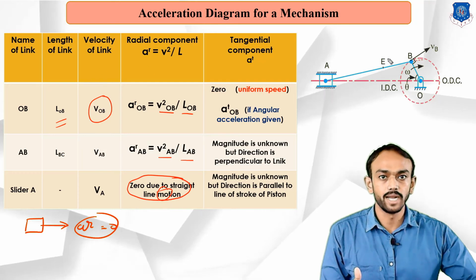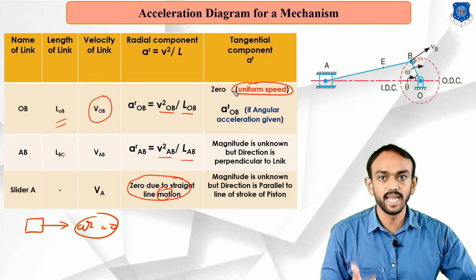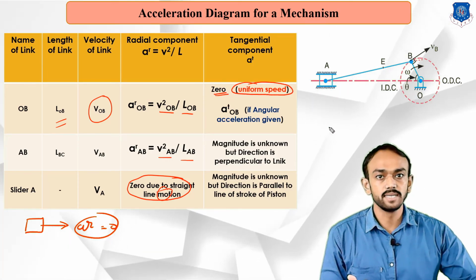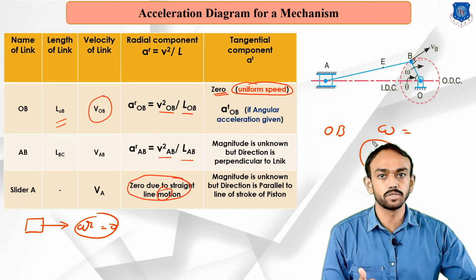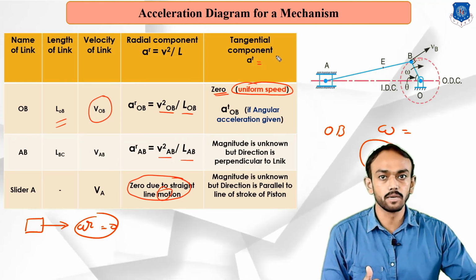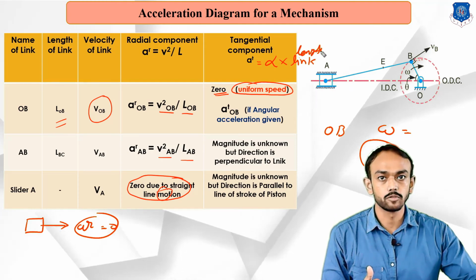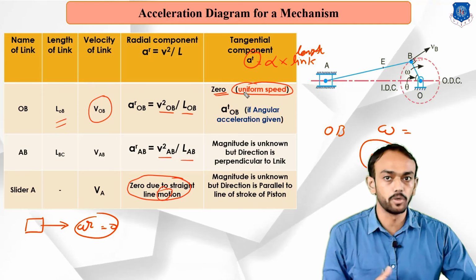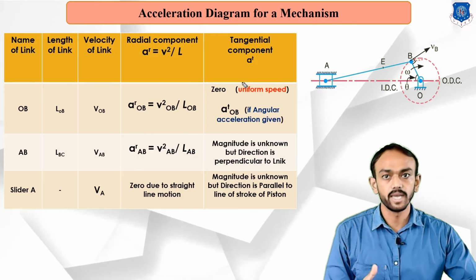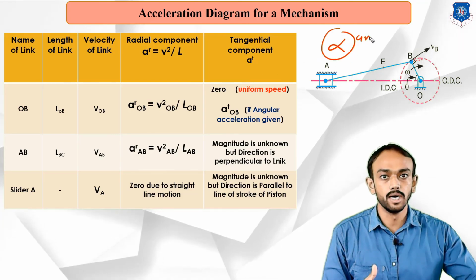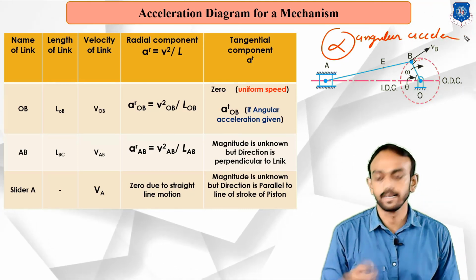And you know that OB is a crank, so if the crank is rotating at a uniform speed, then the tangential component will be 0. But sometimes they say OB has an omega of this and alpha of this, meaning some angular acceleration is given. As you know, the tangential component is equal to alpha into the length of that link. So then we have to find the tangential component. Remember that, when angular acceleration alpha is given in any example.